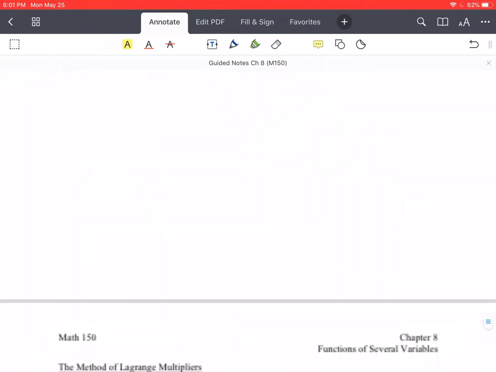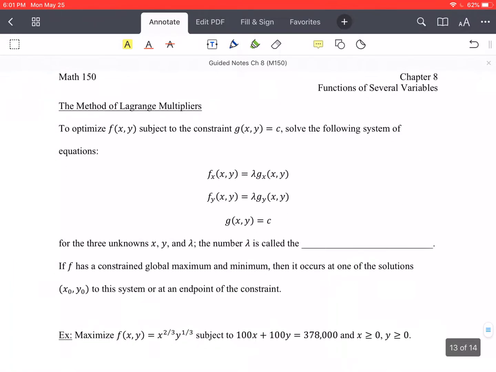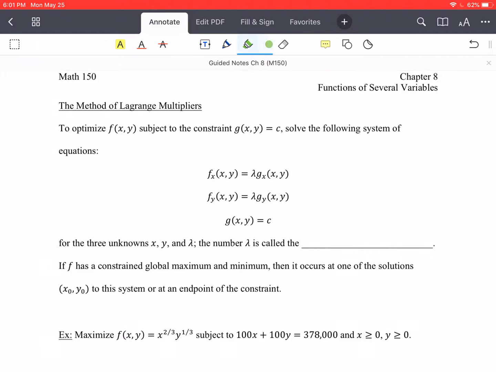The way we can do that is by using what we call the method of Lagrange multipliers. Lagrange multipliers are used to maximize or minimize a function, so optimize f of x,y subject to a constraint. To do that, we need to solve this system of equations. We have f_x equals lambda times g_x. This value is a Greek letter lambda, written kind of like that.